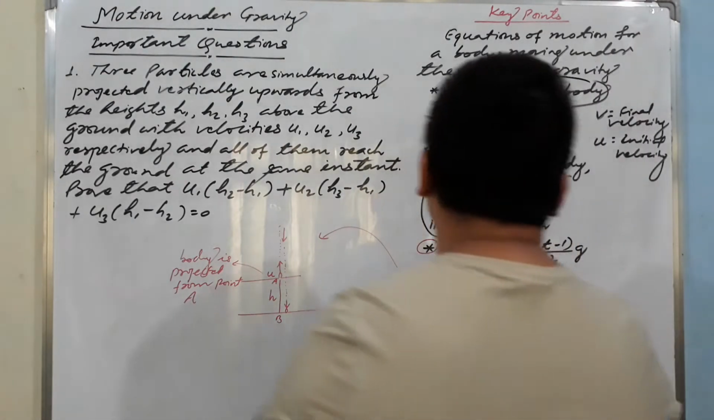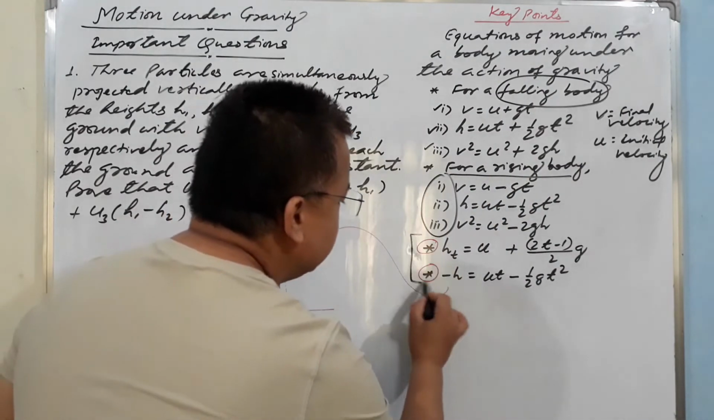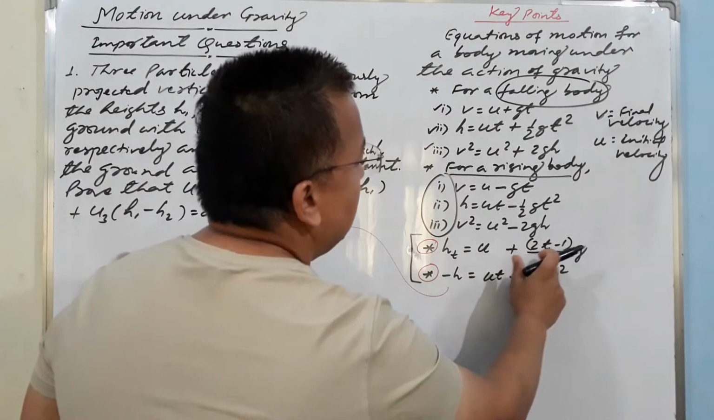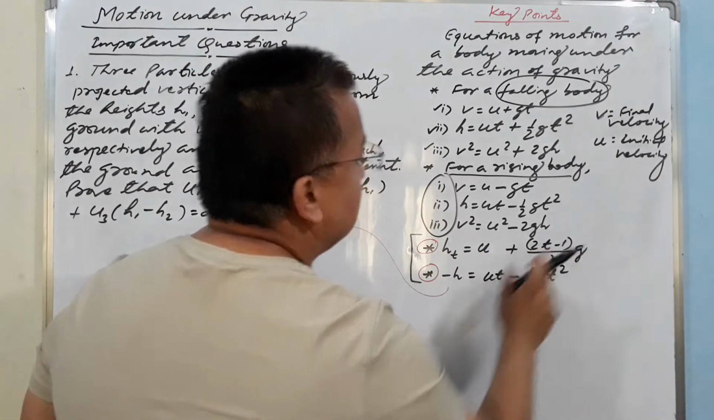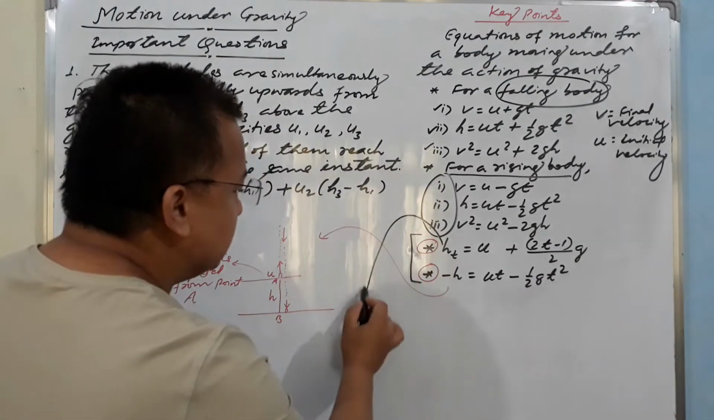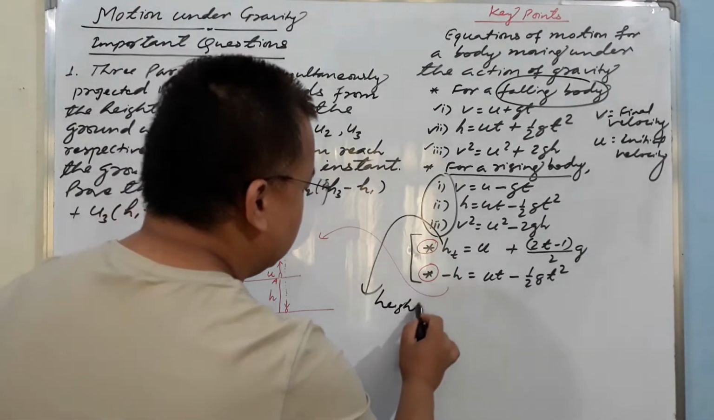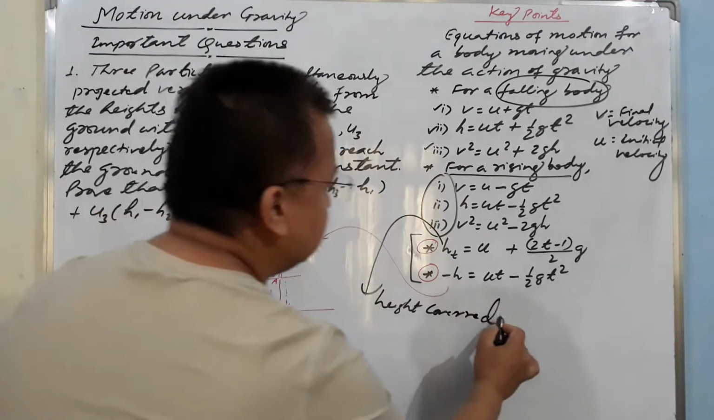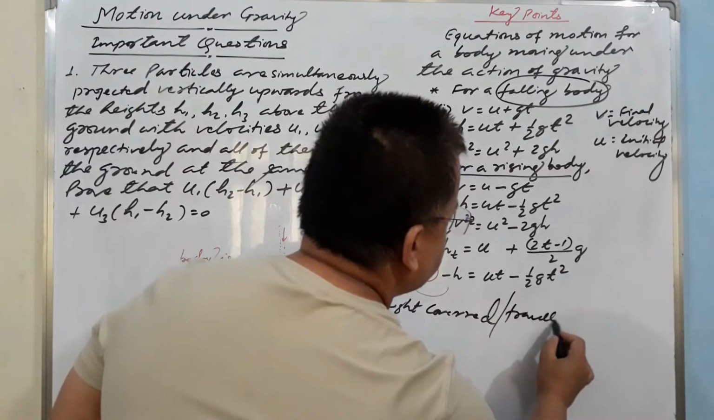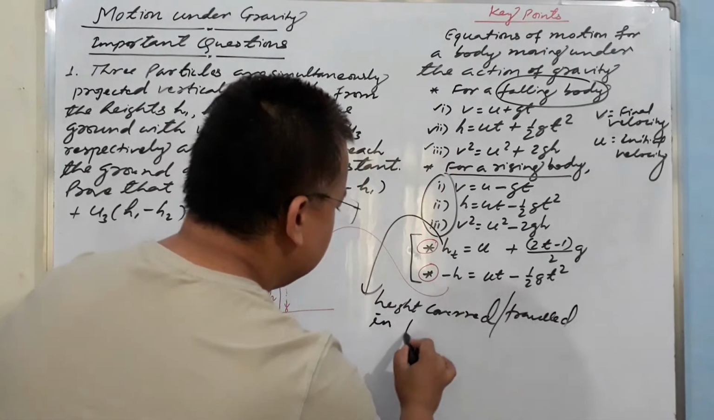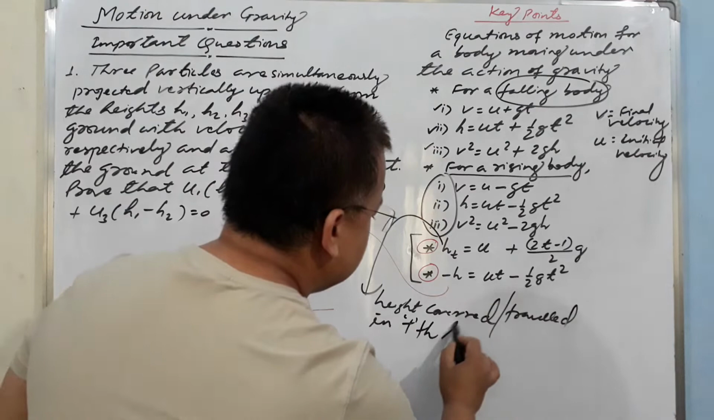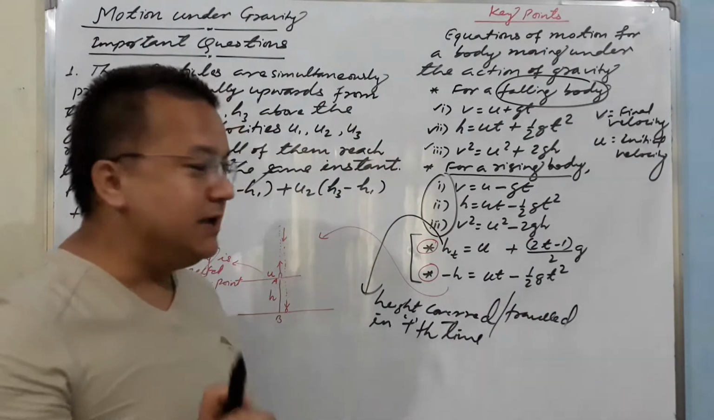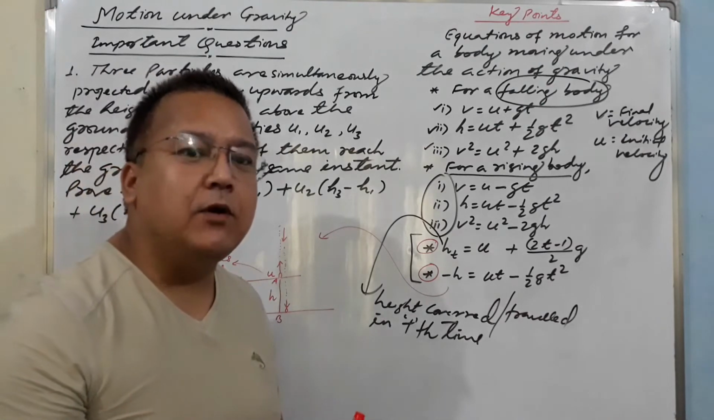So these two formulas again, I have written here especially. This one is h_t equal to u plus (2t minus 1) over 2 times g, and this formula means height covered or traveled in the t-th time. So listen to me, not t seconds, but t-th time. What is the meaning of t-th time or t seconds?